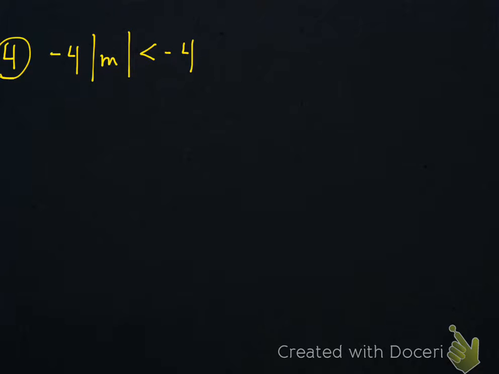Okay, number 4. Number 4 is crazy simple. We got to get rid of that 4 on the outside, so I'm going to divide by negative 4. Divide by negative 4, both sides. So I have my absolute value of m is now, is that going to be a greater than or a less than? Yeah, you got it. We divided by negative, so we have to switch that inequality symbol. Now we can do our positive case and our negative case.